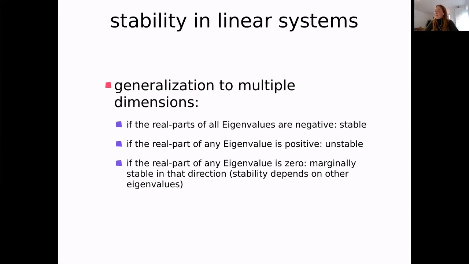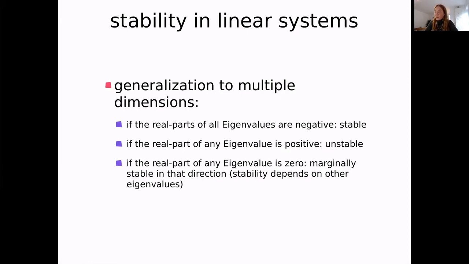When we generalize it to multiple dimensions, then the system is stable, or has a stable fixed point, if the real parts of all eigenvalues are negative. We'll talk about real parts and eigenvalues in a moment, just for those who already know this. And it is an unstable fixed point, or the system is unstable, if any real part of an eigenvalue is positive.